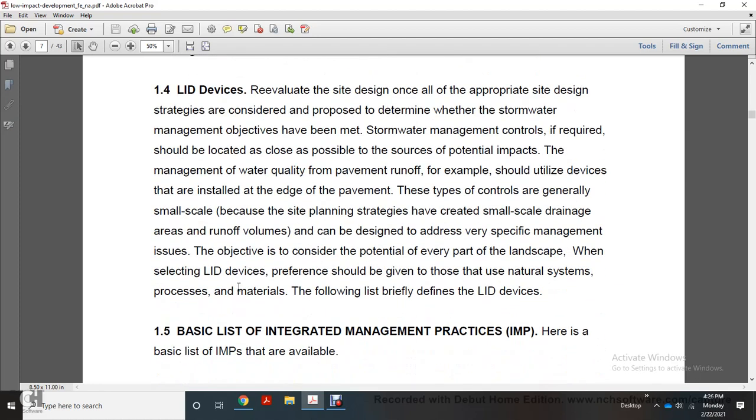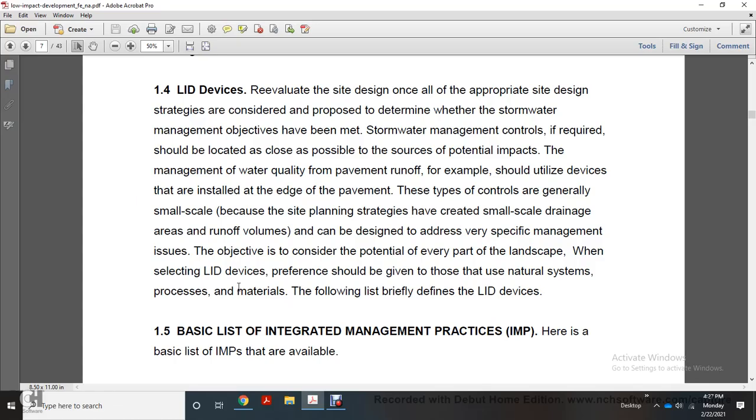Low impact development devices relevant to the size of the design should be considered once all appropriate design strategies for the proposal have been considered. Stormwater management controls, if required, shall be located as close as possible to the source of potential impact, with management of the water quality of the pavement runoff. For example, devices should be installed at the edge of the pavement.